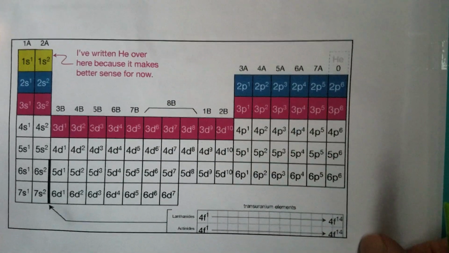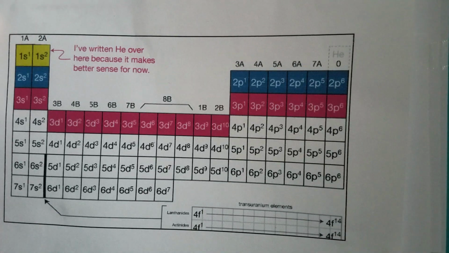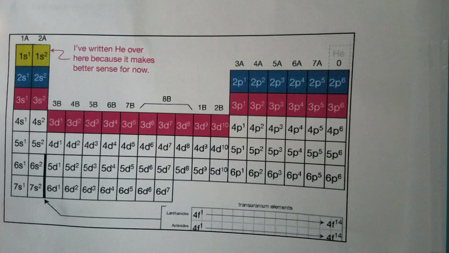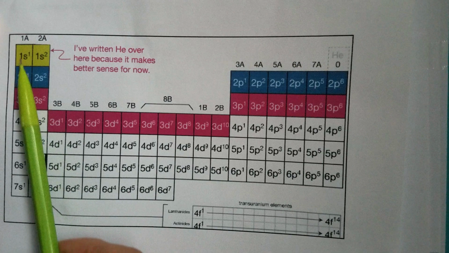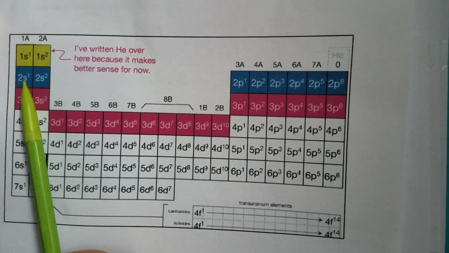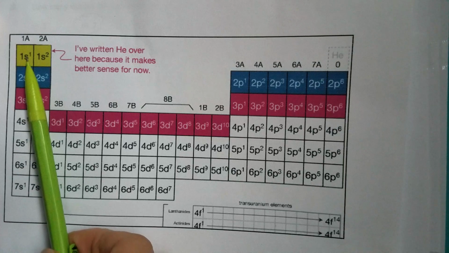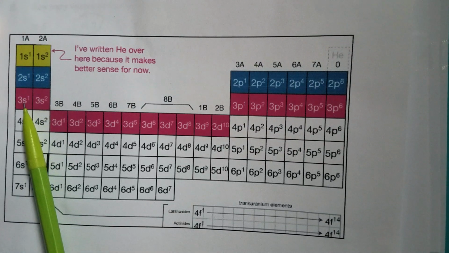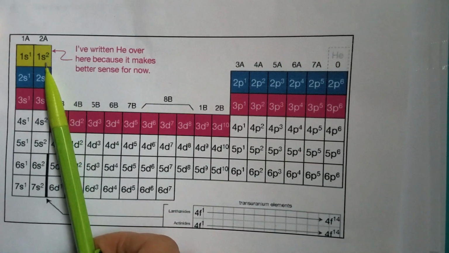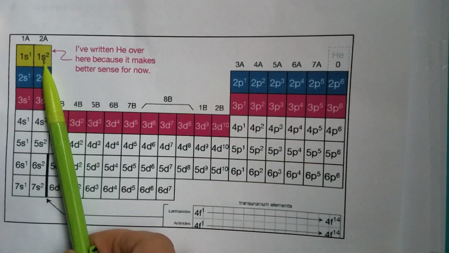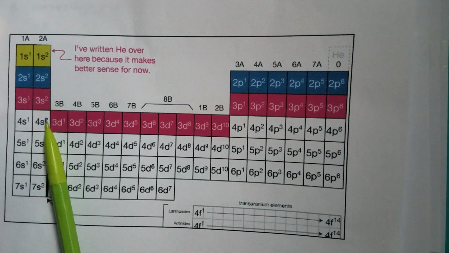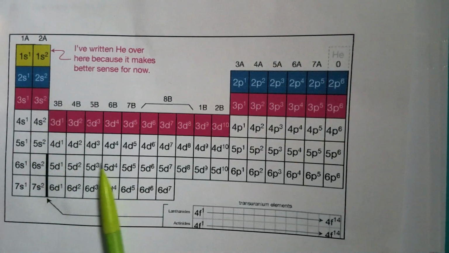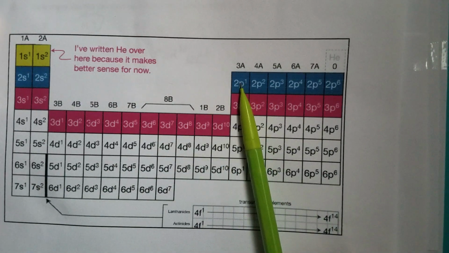In short, the number of valence electrons for main group elements equals their group number. Let's say the valence electrons for group 1A should be just 1, and their electron configuration is ns1, either 1s1, 2s1, 3s1, that's ns1. Group 2A has 2 valence electrons, and their configuration is ns2. You see, ns2.